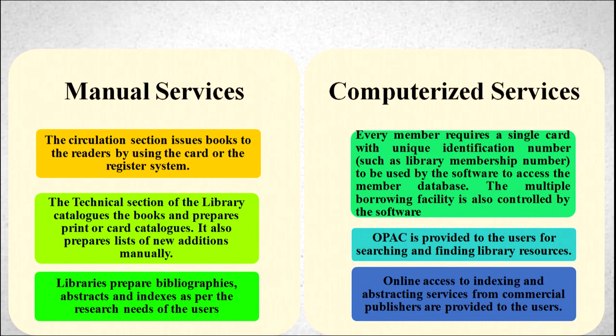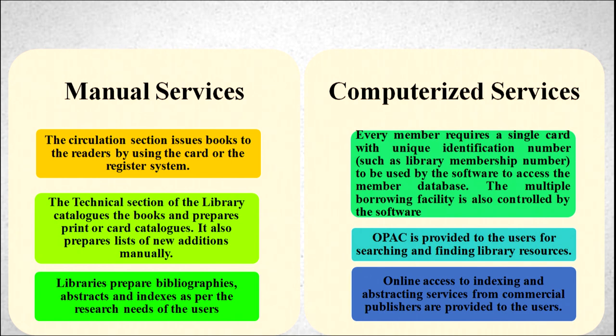In manual services, the circulation section issues books to the readers by using the card or register system. In the computer based system, every member requires a single card with a unique identity card number, identification number, and with the help of this card, RFID systems are there through which the books are issued.